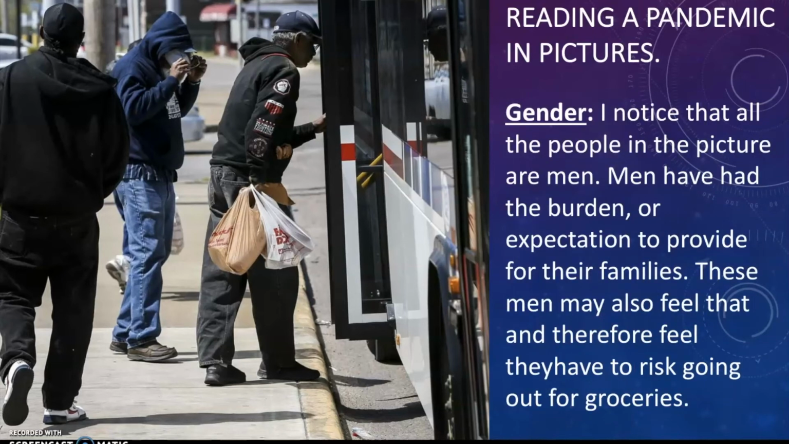I can look at the same picture through the gender lens. For example, I notice that all the people in the picture are men. Men have had the burden, or at least the expectation, to provide for their families, whether that's fair or not. These men may therefore feel that they have to risk going out for groceries. So again, I take that same picture, but highlight different things.